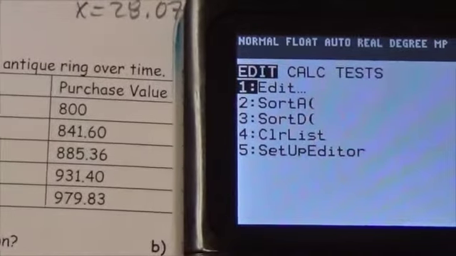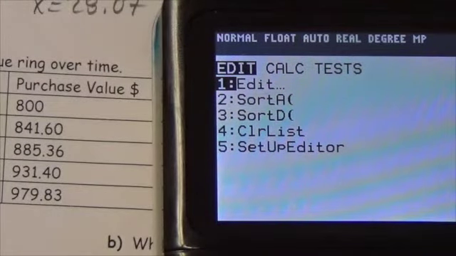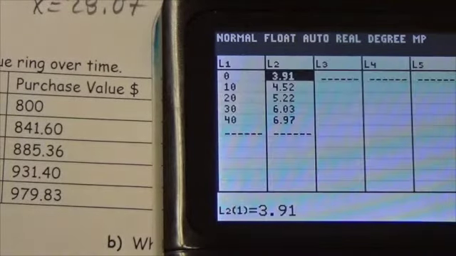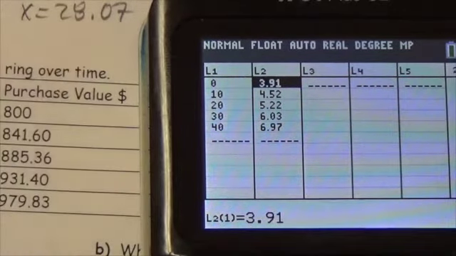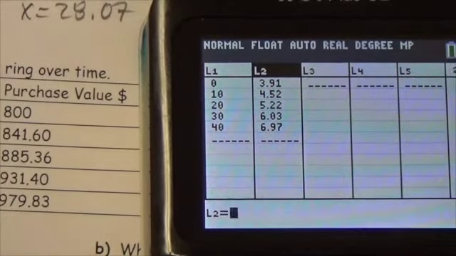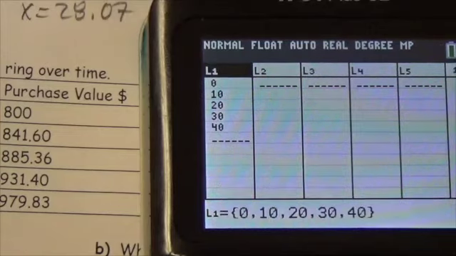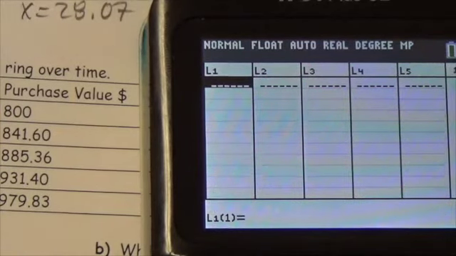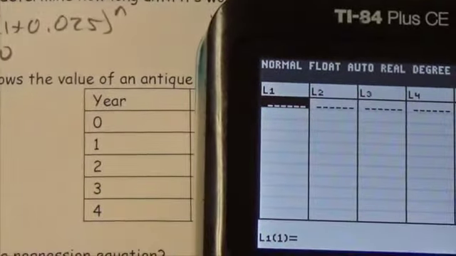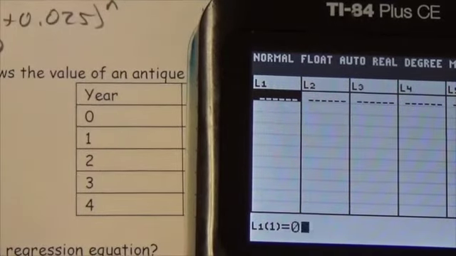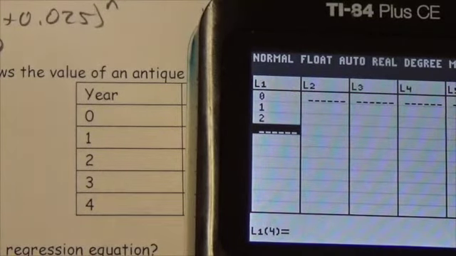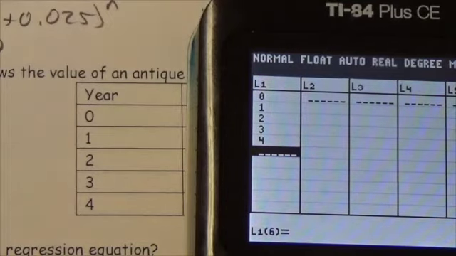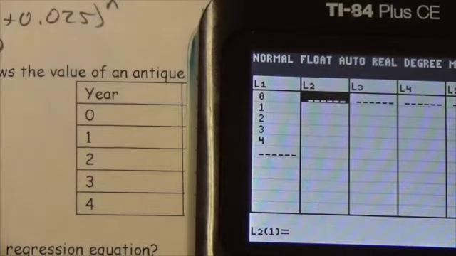Okay, so I press my stat and enter to get into there. Now I've already got data in there, so I'm going to go up, press clear and then enter, press clear and then enter. There we go. So now here's my data. Now here's my list 1: 0, 1, 2, 3, 4. So 0, enter, 1, enter, 2, enter, 3, enter, 4, enter. There's my 5 values.